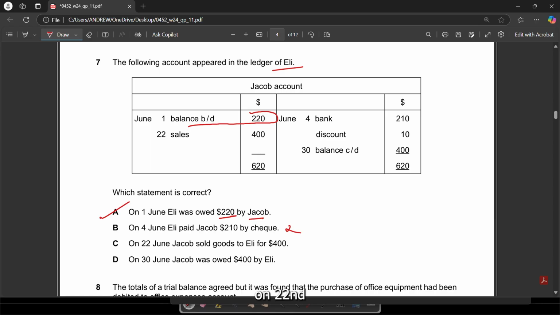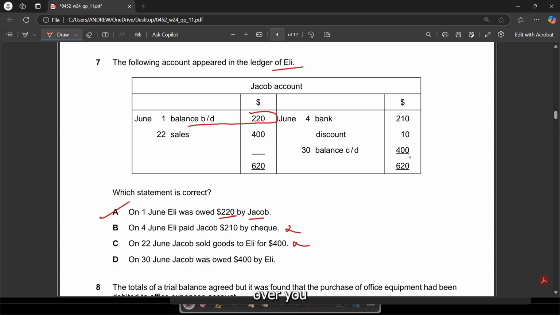C option, on 22nd June, Jacob sold goods to Ellie. No, it is Ellie who is selling goods to Jacob. Jacob is a trade receivable. Ellie is selling goods to Jacob. So again, C won't be the right answer. The last option, on 30th June, Jacob was owed 400 by Ellie.